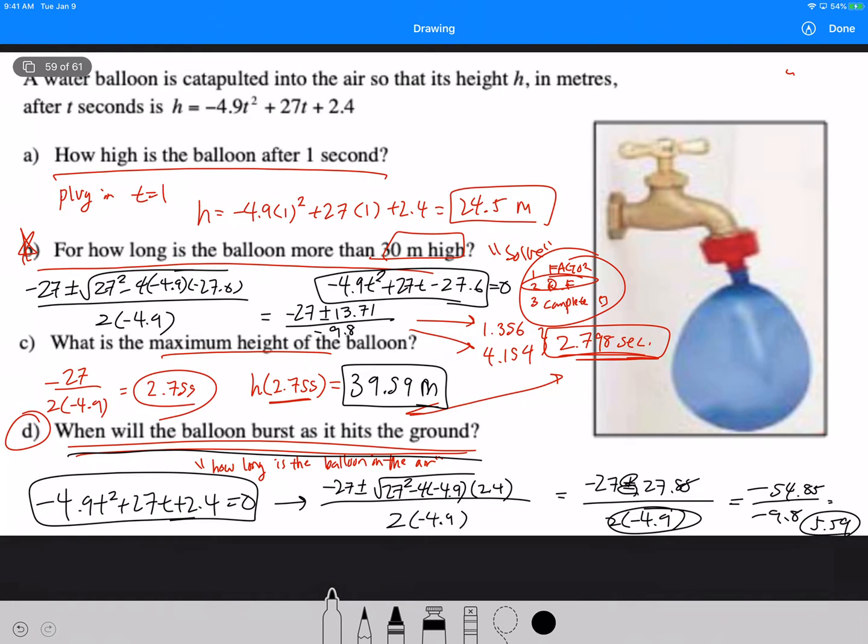So it makes sense, because from the graph that we had before, at 1.356 we reached 30 meters high, and then around 2.755 we reached the maximum, and then around 4.154 we reached 30 meters again, and then eventually after one more second it hits the ground at 0. But what's really important is that you understand the question and you understand how to set it up. So for this type of question, you have to set it equal to 0, and you need to solve by using the quadratic formula and such.